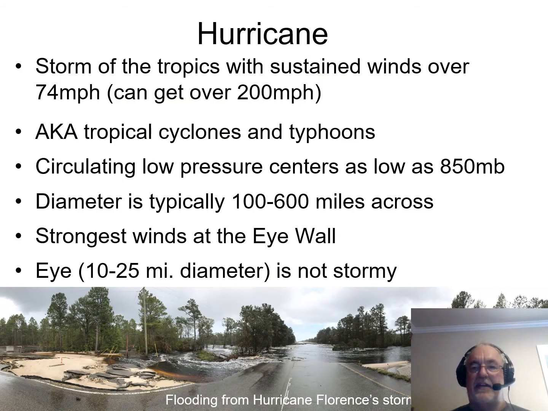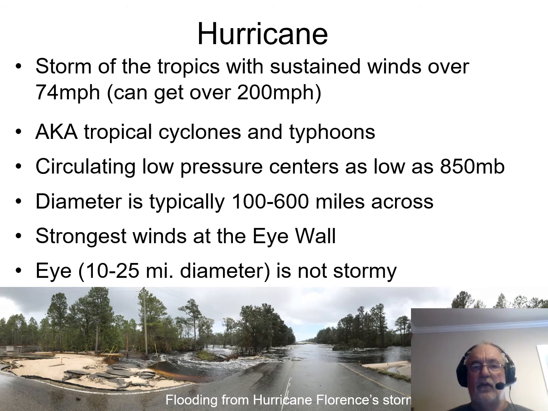A hurricane is a storm of the tropics with sustained winds over 74 miles an hour. Now, of course, they can go much faster than that, but they have to have speeds over 74 miles per hour in order to be considered a hurricane. Now, we use the word hurricane in the North Atlantic. We also use it in the eastern portion of the Pacific. But as we get towards other parts of the world, like the Western Pacific and the Indian Ocean, we're going to use other terms like tropical cyclone or typhoon. They're exactly the same thing, just a different name for the different location.